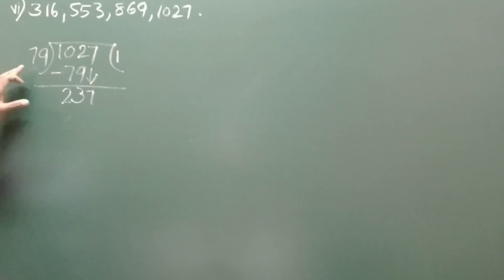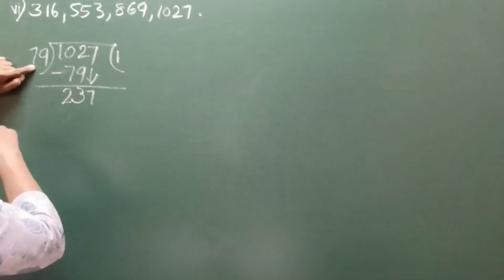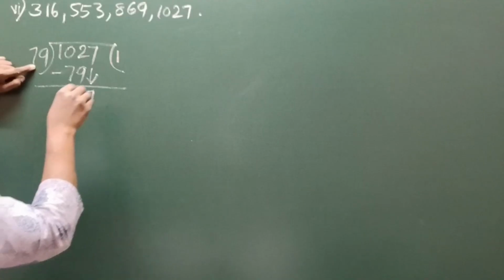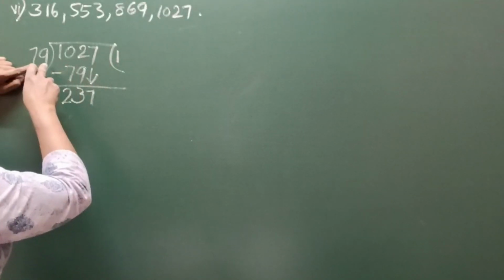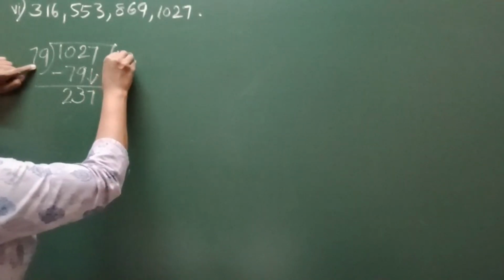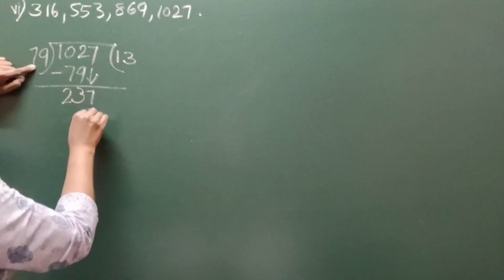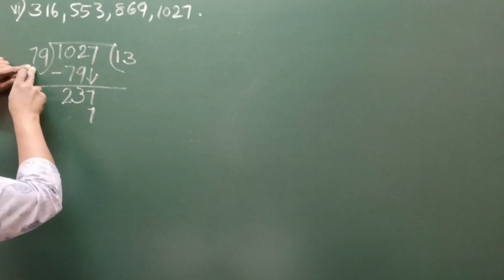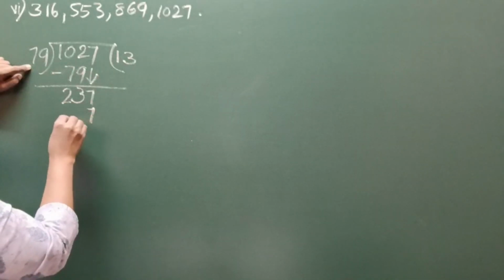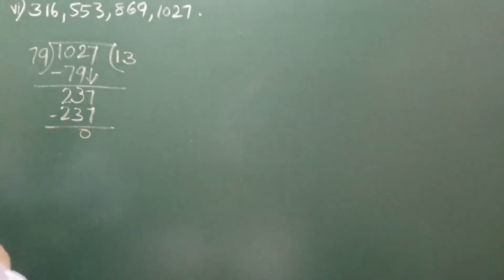So take only one digit here and these 2. 7 3s are 21. Okay, 7 3s are 21. Let's try with this 3. 3 9s are 27. 2 balance. 3 7s are 21 plus 2, 23. 237. Remainder is 0.